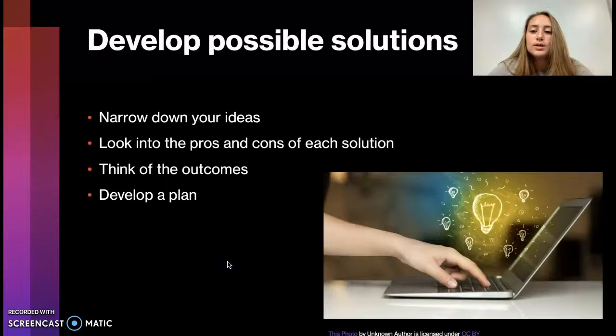The next one is develop possible solutions. So narrow down your ideas, so maybe get rid of any of those ideas that you definitely don't think are going to work. And then you look into the pros and cons of each solution. That helps kind of get a better understanding of what your ideas are. And think about what you think could go wrong and what you think could work. And then you have to think of the outcomes and develop a plan so that you're prepared.